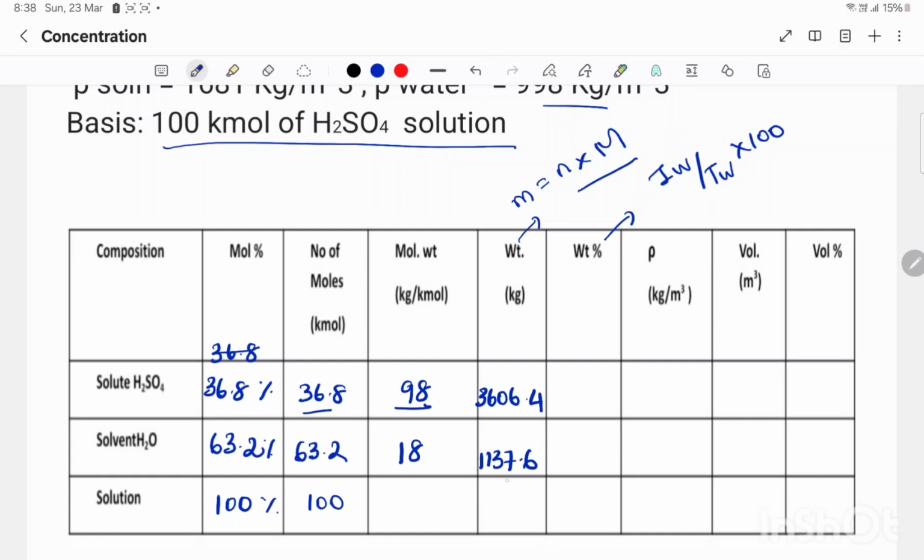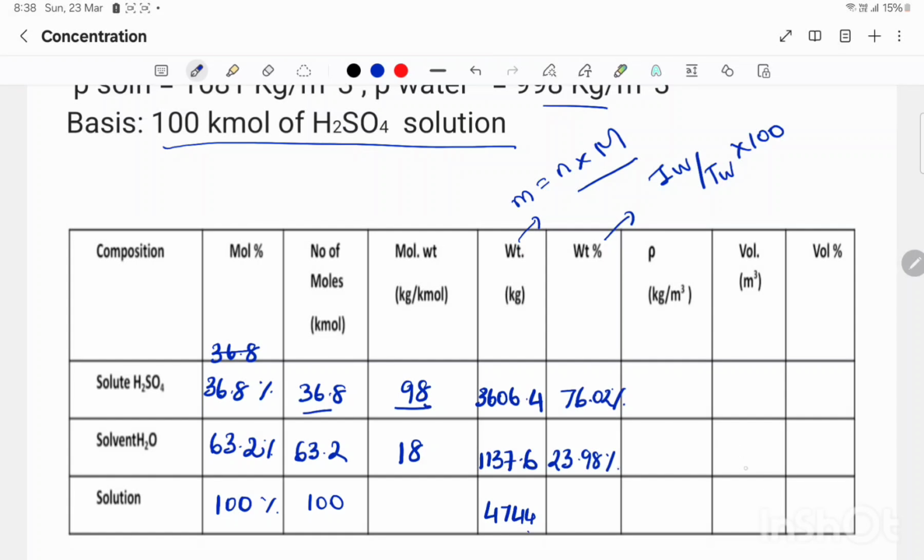To calculate weight percentage, we use individual mass divided by total mass into 100. So we need the total: 3606.4 plus 1137.6 gives 4744. Then 3606.4 divided by 4744 into 100 gives 76.02 percent. And 1137.6 divided by 4744 into 100 gives 23.98 percent.